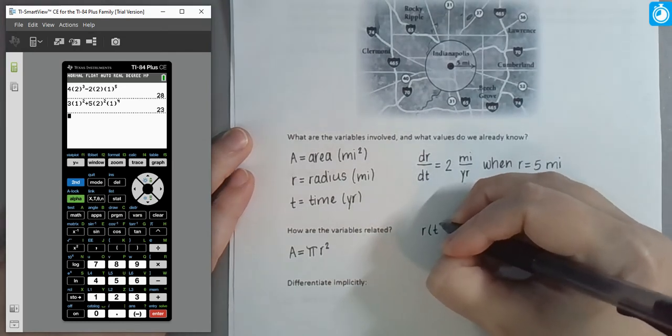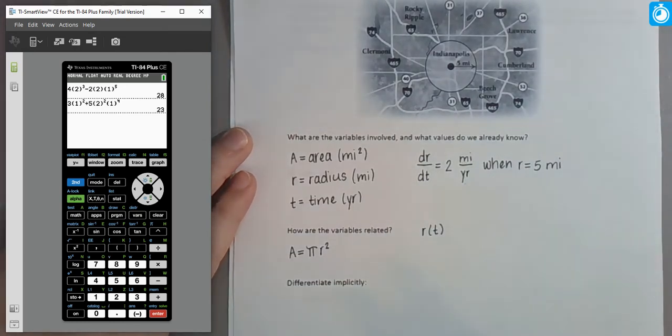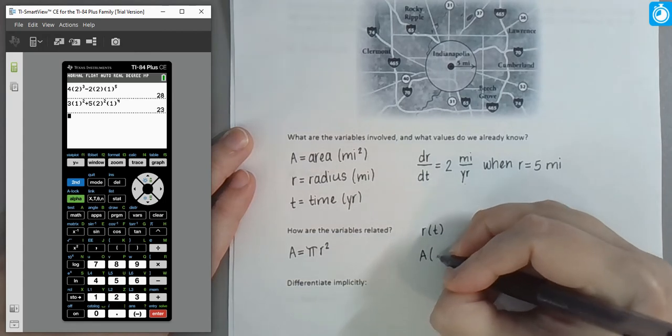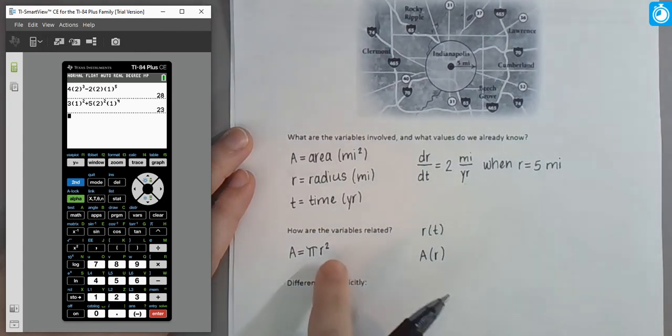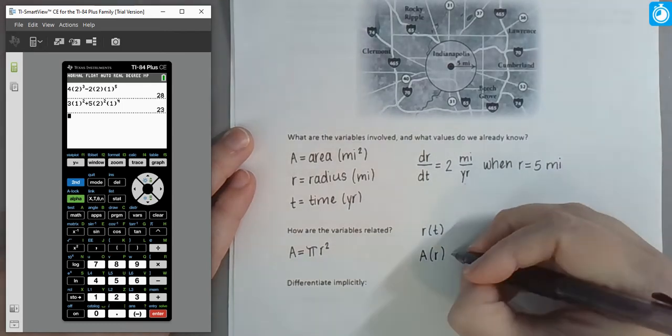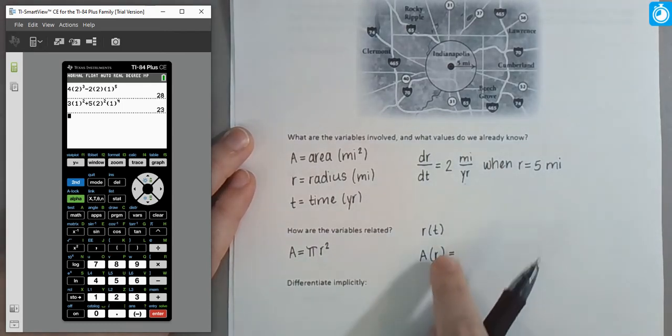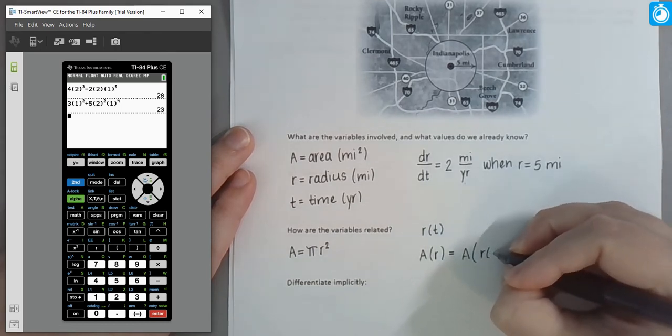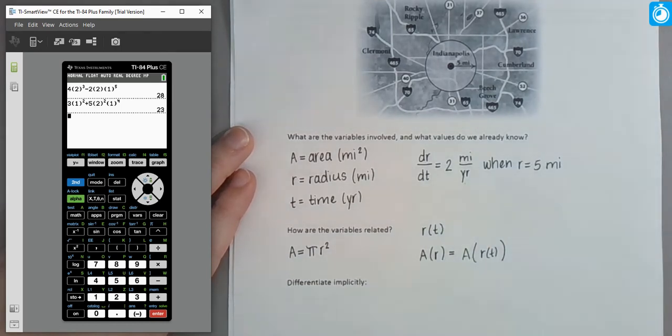So if we wanted to think of how t is affecting these things, we could think of r as a function of t. So over time, we have a particular value of r, and then area is a function of the radius. The radius is an input that gives us an output representing the area. But if r is a function of t, then A could also be written as A of r of t. So that is our relationship in terms of how t is related to each of these.